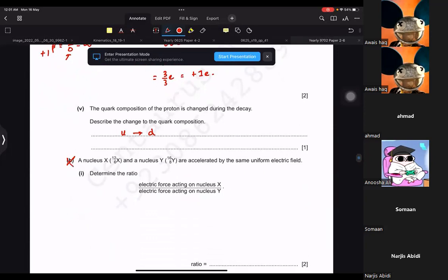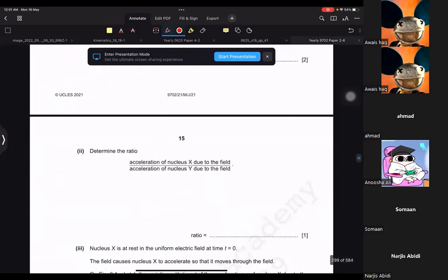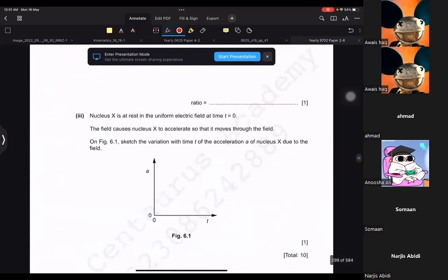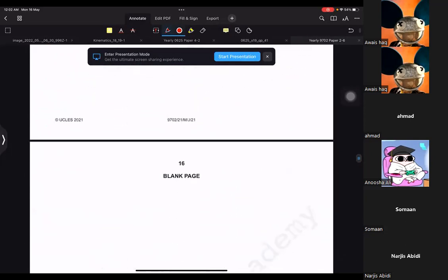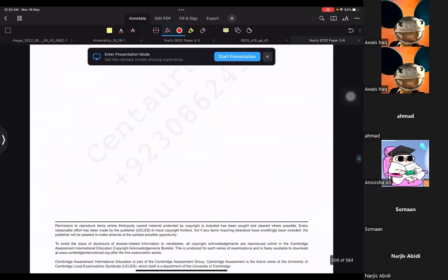We don't need to do this. Another electric field question. Okay, what is this? Okay, electric field. Not interested. Okay, that's the end. Wow. This was kind of hard. Okay. So if you guys have any questions, please let me know. Also, let me check.